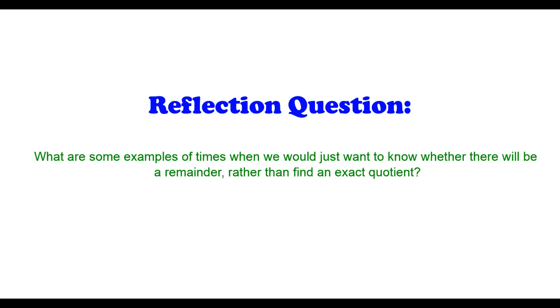So in your notebook, your reflection question for this lesson is, what are some examples of times that you can think of when we would just want to know whether or not there will be a remainder, or whether or not we can divide evenly and not necessarily need an exact quotient? So think about that, jot down a few ideas in your notebook, and we will see you in class when we talk about the basic divisibility rules and some of the other more complicated ones that come from them.